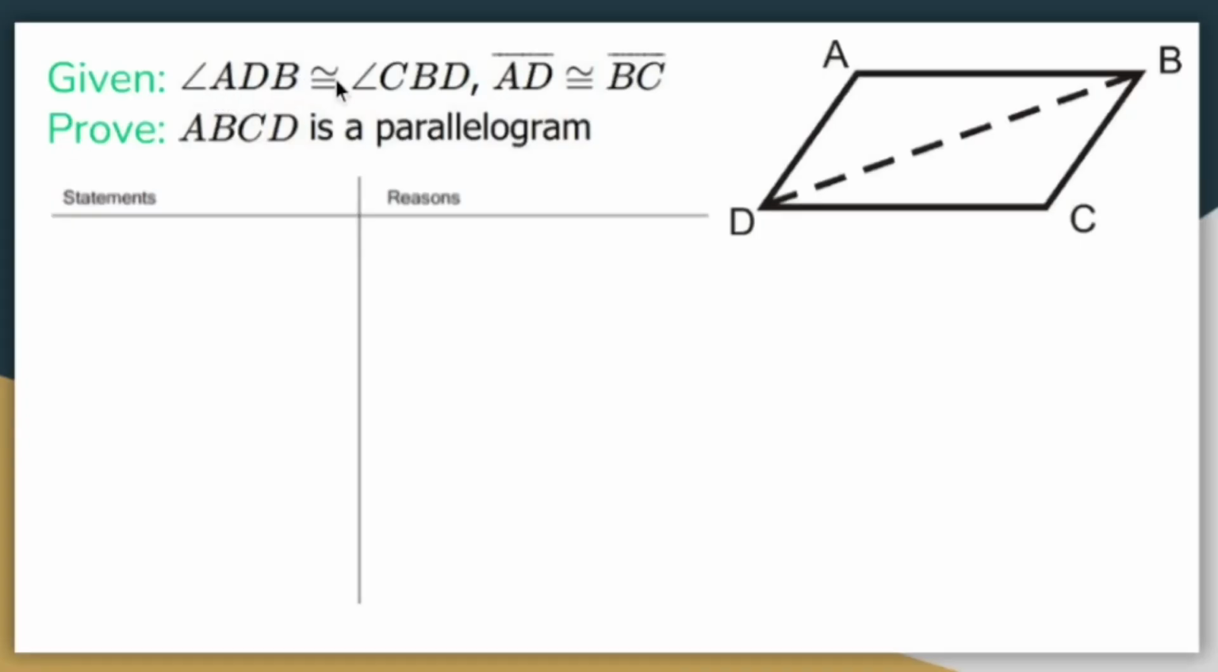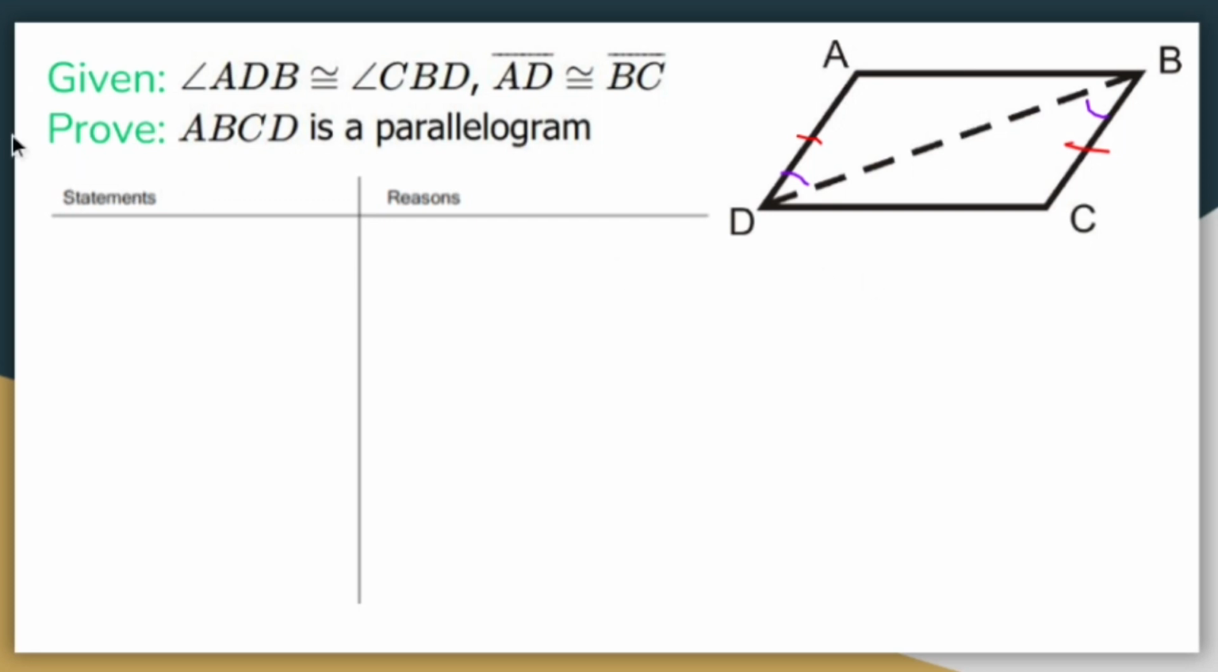Given angle ADB is congruent to angle CBD, and also that AD, this side, is congruent to BC, I need to show that ABCD is a parallelogram. So there are many ways that you can do this. I did a video where I used what's called the opposite sides theorem converse. I'm going to use a different one, because the picture is a little bit friendlier than the other one that I did.